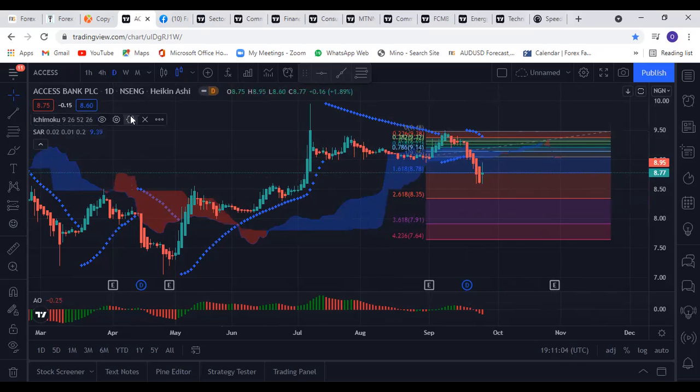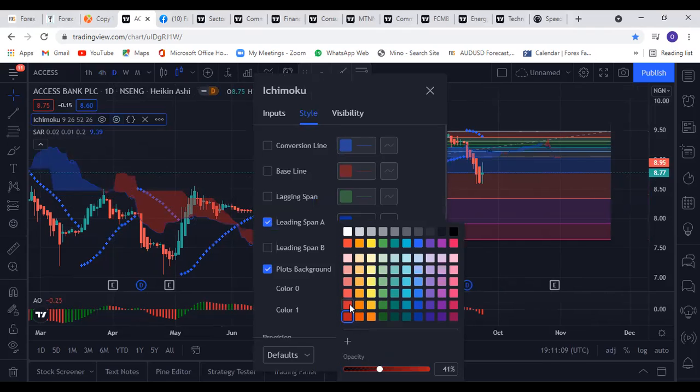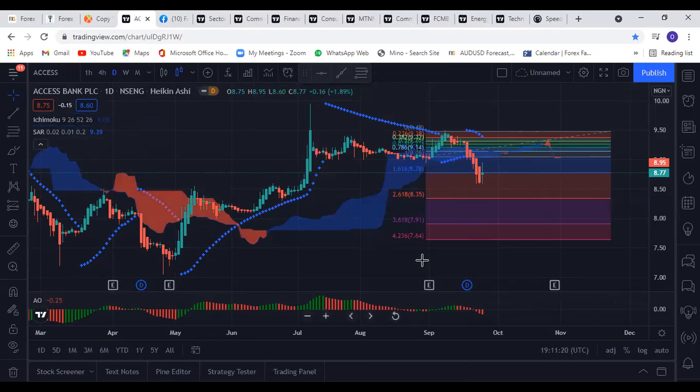Let me change this color so that I can see. I need something brighter. Sorry. Okay. Let me leave it this way.